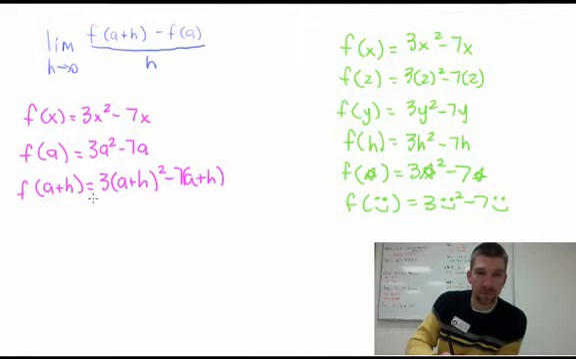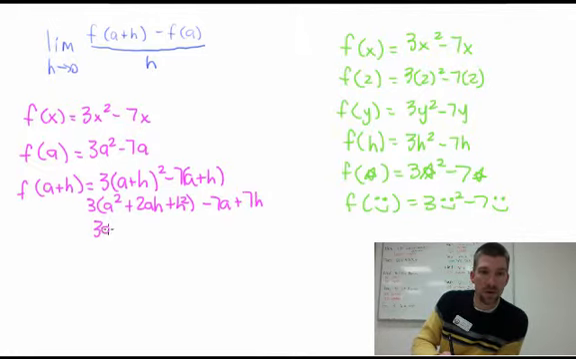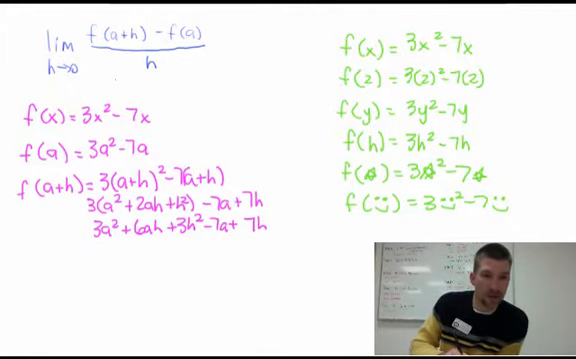So let's clean this up just a little bit and simplify it down. So a squared plus 2ah plus h squared, minus 7a plus 7h. All I did was FOIL that out, for those of you that didn't catch the quick step there. So 3a squared plus 6ah plus 3h squared minus 7a plus 7h. There it is, all factored out. So what does this look like now? Back to my original limit right here.